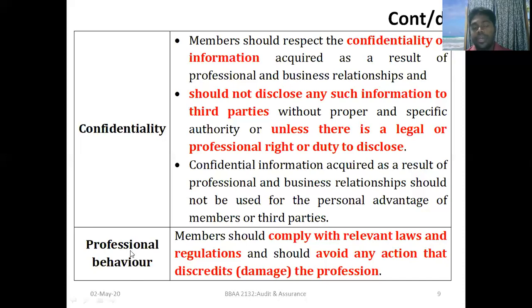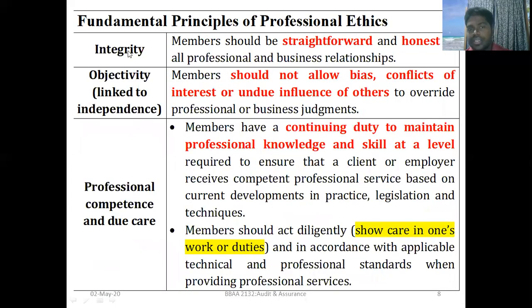So altogether, five fundamental principles are there. The first one is integrity. It says all the members should be straightforward and honest. The second principle is objectivity. It says the members should not allow bias, conflict of interest or undue influence of others. The third principle is professional competence and due care. The members should update their knowledge and skills. Second, they have to take some care about the client business.